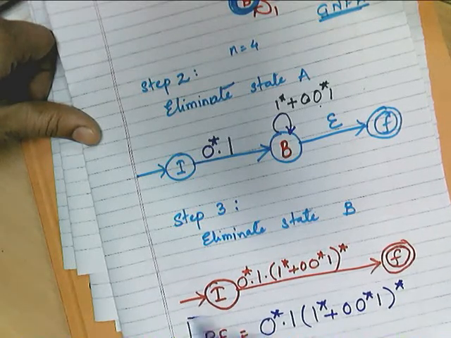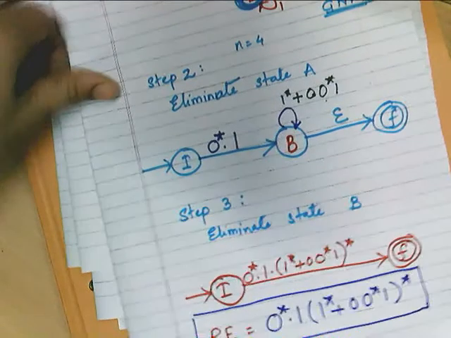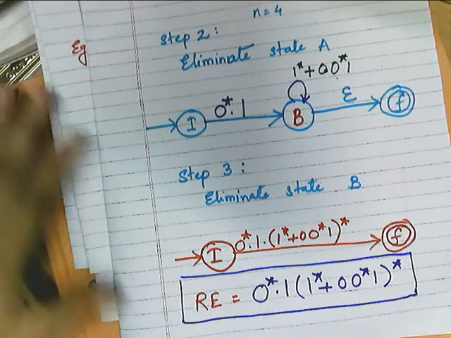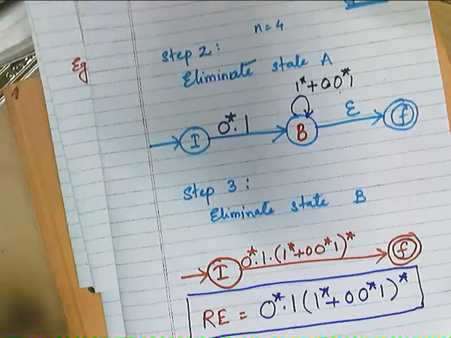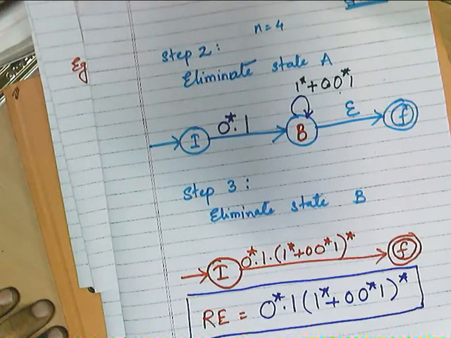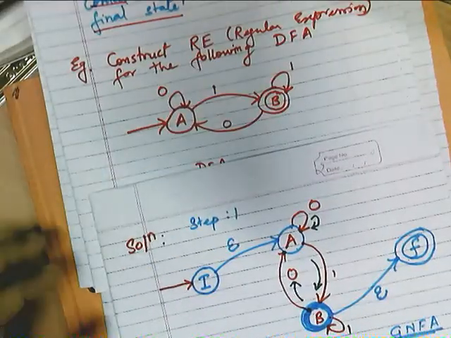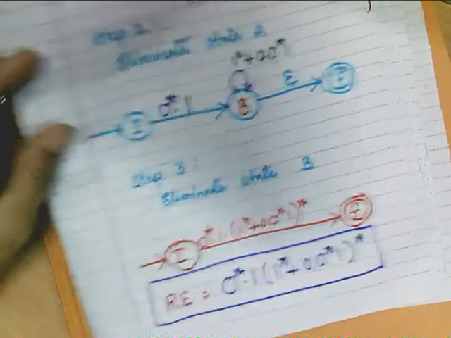So this is with the help of state loop elimination. Here we have eliminated the loop as well as the state, and we got a regular expression for the given DFA. So this was our given DFA, and we got the corresponding regular expression as this. I hope this is clear to you. We will see one more example.